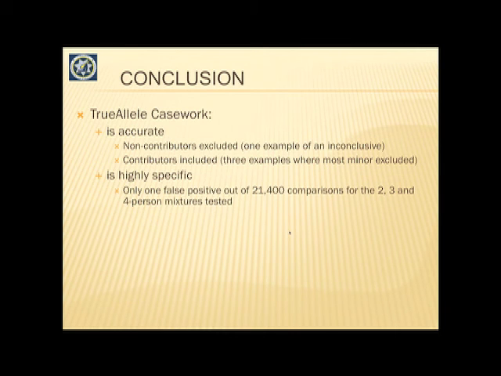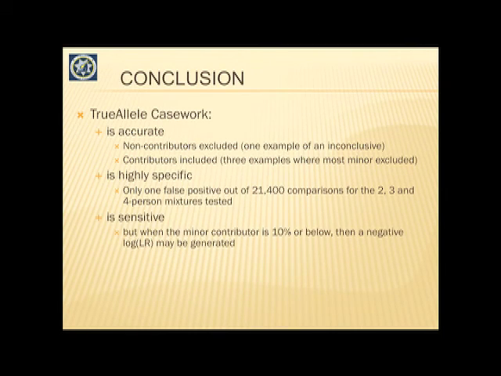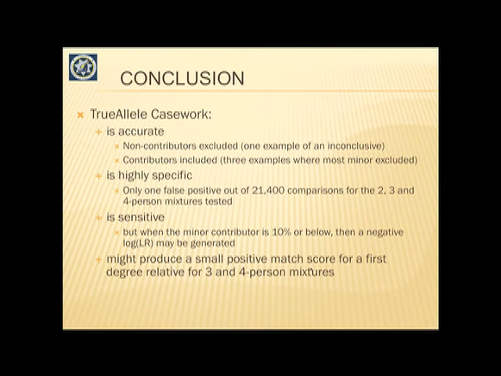TrueAllele casework is highly specific. We only had 1 false positive out of 21,400 comparisons for the 2, 3, and 4-person mixtures. And it is sensitive. We did find that when the minor contributor is 10% or below, a negative log likelihood ratio may be generated, but not always. And it also may produce a small positive match score for a first-degree relative to a 3 and 4-person mixture. And then if you use a correct assumed known, then a higher match score may result.